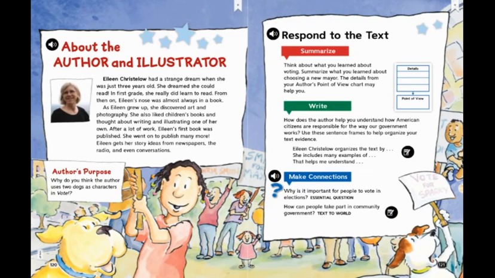All right, the question was, why do you think the author uses 2 dogs as characters in Vote? Well, the author chose to use those 2 dogs throughout the story because they carry on a conversation that will help the reader understand the information that the author's trying to teach you. So instead of just giving you information in a paragraph form, the author provides a conversation through these dog characters to help you understand the information better.